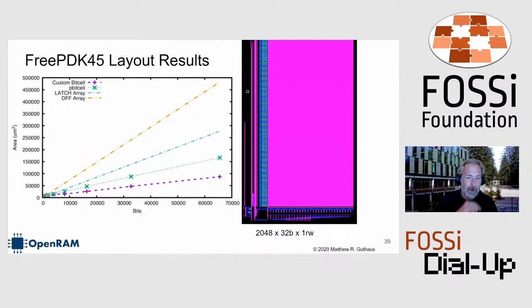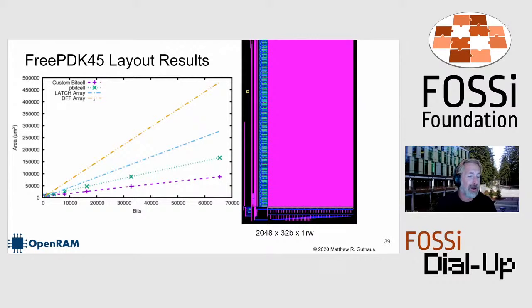And you can see how that scales actually, as this is the number of bits on the horizontal axis and area. You can see basically the slope is the relative increase. You can see the tan line is if you use DFFs for a memory. The blue line is if you use latches instead of DFFs. And then the purple line is if you use a custom bit cell. You can see the difference gets even more the bigger the memory you have. So it's important to use custom bit cells.